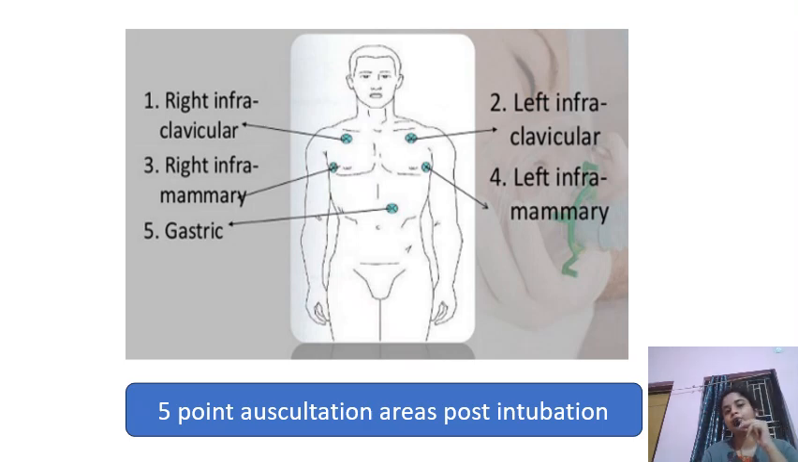So this is the 5-point auscultation method. So that is right infraclavicular, left infraclavicular, right inframammary, left inframammary, and the gastric. Okay, epigastric. So these are the 5 points that need to be auscultated. So gastric, why gastric? Because we want to know whether the intubation has been mistakenly done in the esophagus, and whether any sound is coming or not from the gastric part. So therefore gastric is also auscultated. So these are the five points of auscultation.